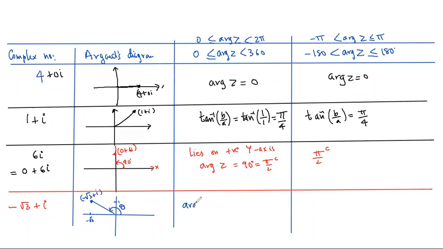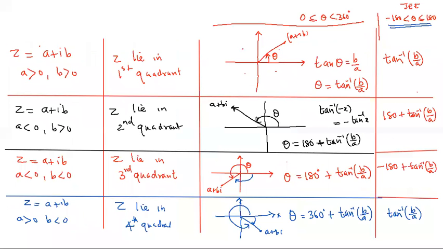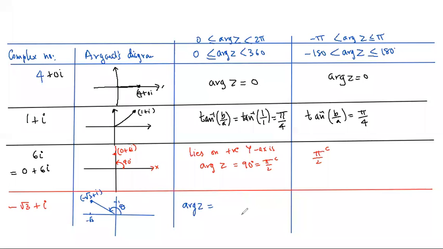So the argument of z in this case, can you tell me the formula? If it lies in the second quadrant, what is the formula? 180 plus tan inverse b by a. 180 means pi, so pi plus tan inverse b by a. The formula changes according to the situation. So pi plus tan inverse, b means imaginary part, a means real part. A negative sign is there. This negative will come outside. Minus tan inverse 1 by root 3.